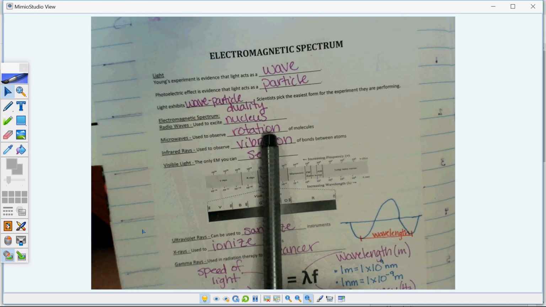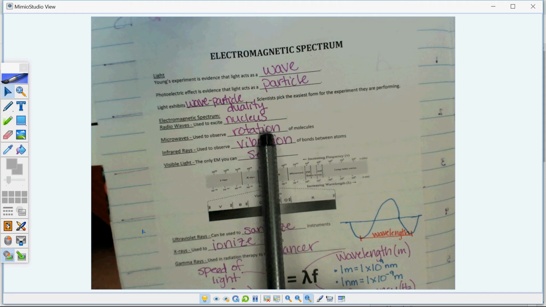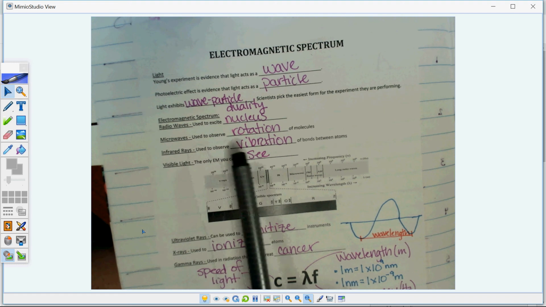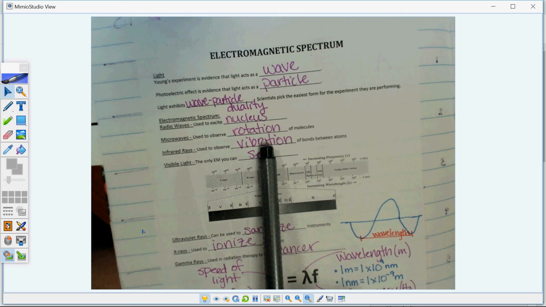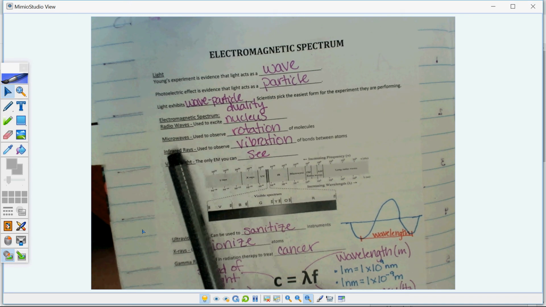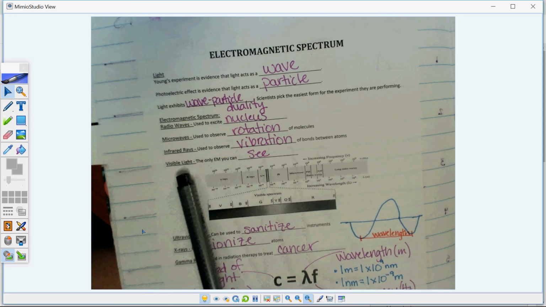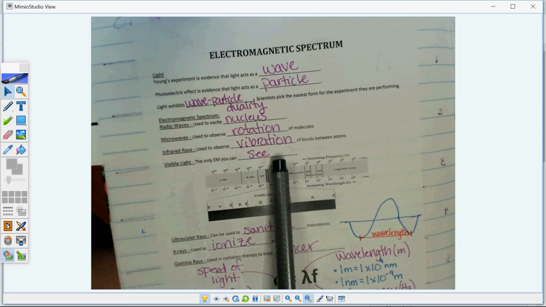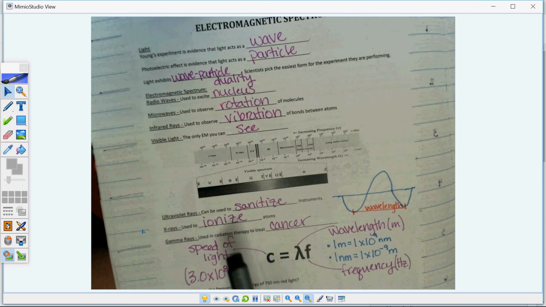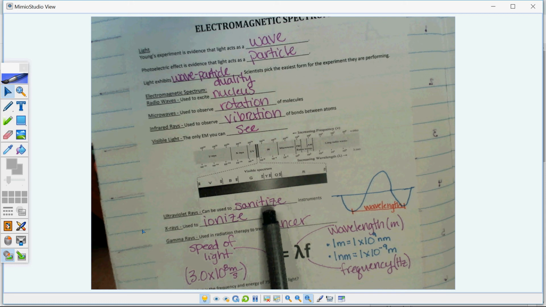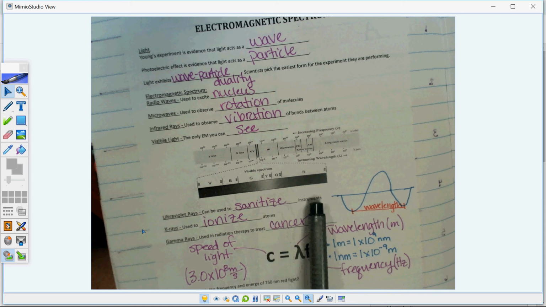Microwaves cause rotation in molecules. When the molecules are rotating around the bonds, they create friction, which is how our food gets hot. Infrared rays cause vibration in the molecules. Infrared rays are how, like, your remote controls work. Visible light is the only portion of the spectrum that you can actually see with your eye. UV rays, we can use these to sanitize instruments.